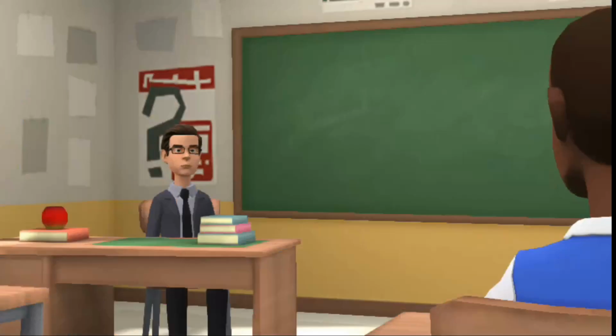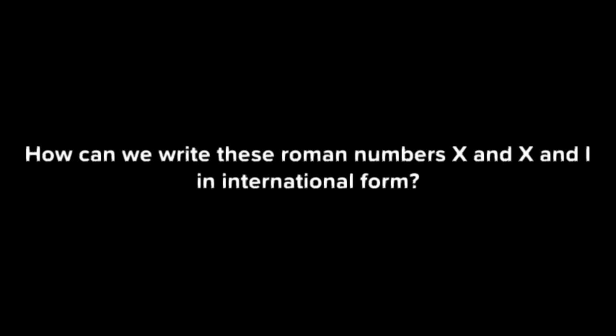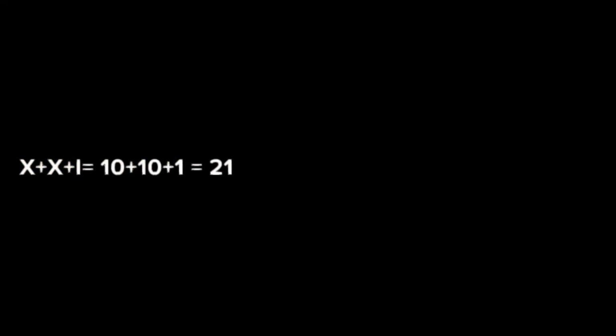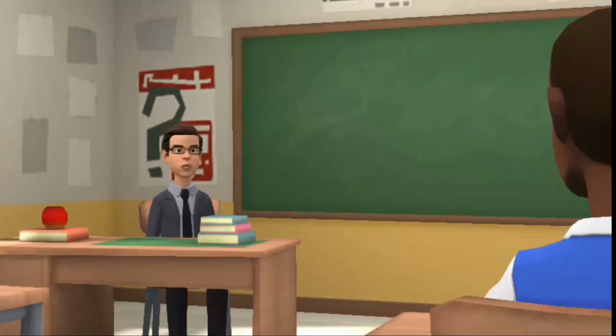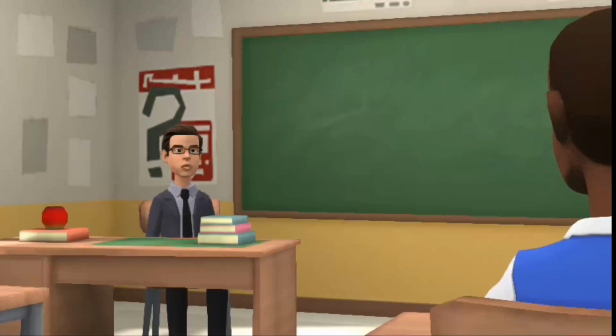Okay. How can we write the Roman numerals XXI in international form? X plus X plus I equals 10 plus 10 plus 1 equals 21. Is that correct? Absolutely correct. Another question: how can we write the Roman numerals XXVI in international form? X plus X plus V plus I equals 10 plus 10 plus 5 plus 1 equals 26. Correct. Now let us move further.